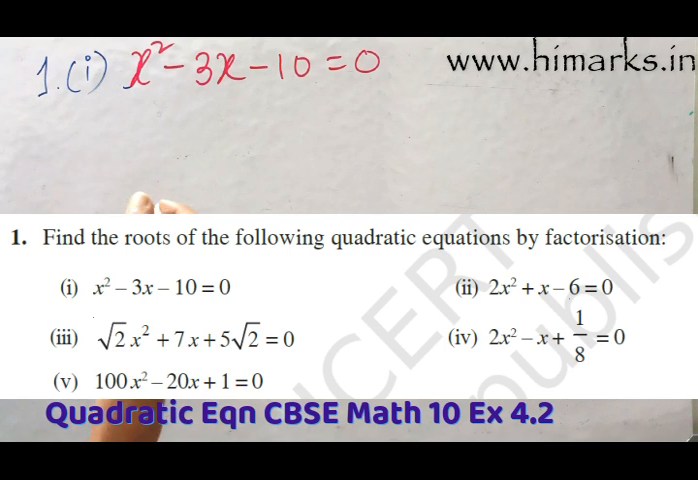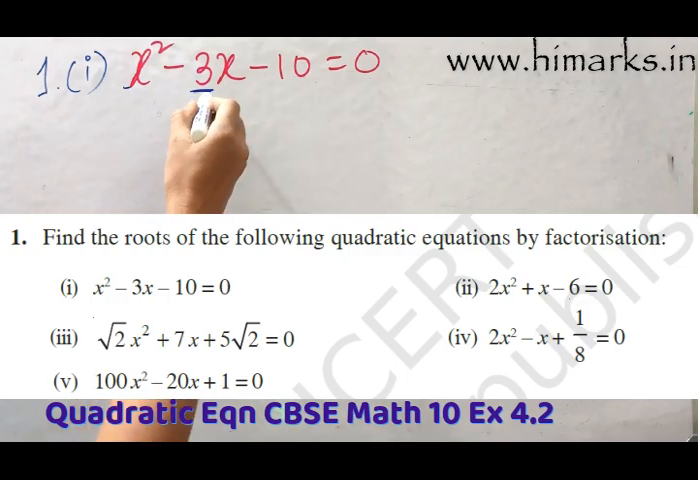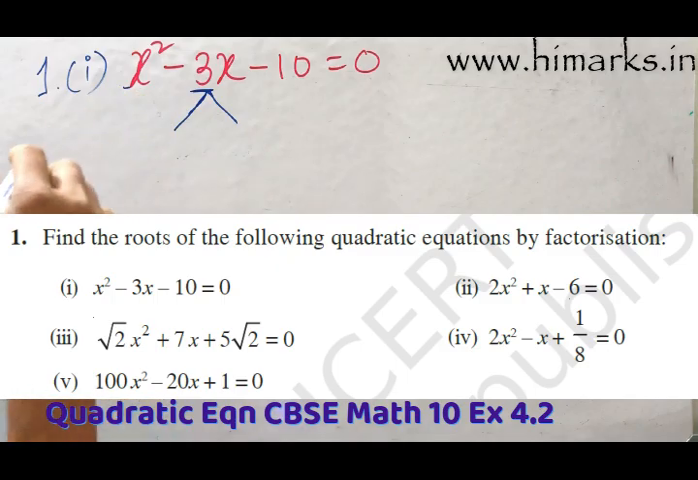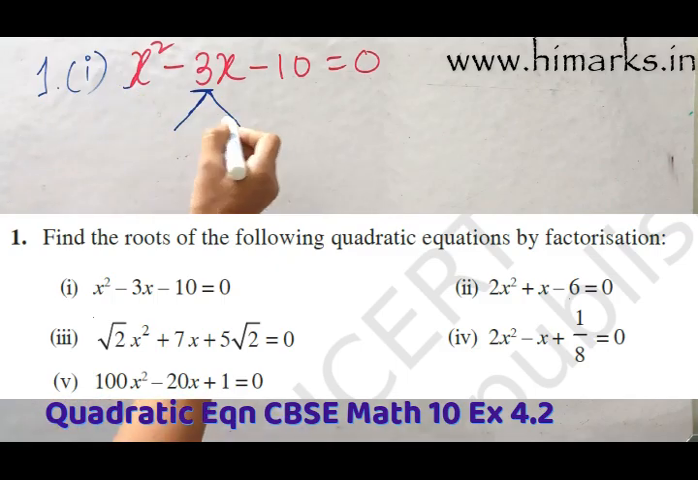Middle factor means we are targeting the middle term. So we factorize and achieve the middle part of that. This middle part is to be broken into two parts. Always remember, this middle term, minus 3, will be broken into two parts. That is called the middle factor method.